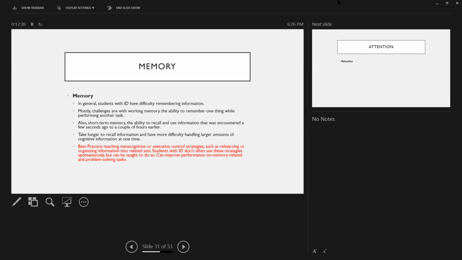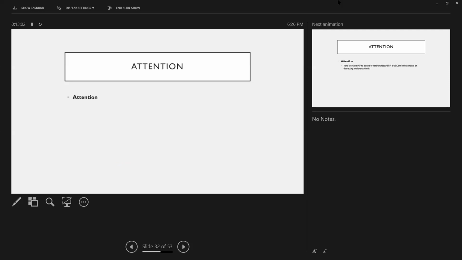And even a routine or a schedule can be useful to teaching some skills. And what I'm talking about here are task analysis approaches, where you're going to break down a very complex task into a series of smaller subtasks. And then that essentially becomes like a schedule or a routine for accomplishing something. Certainly attention.